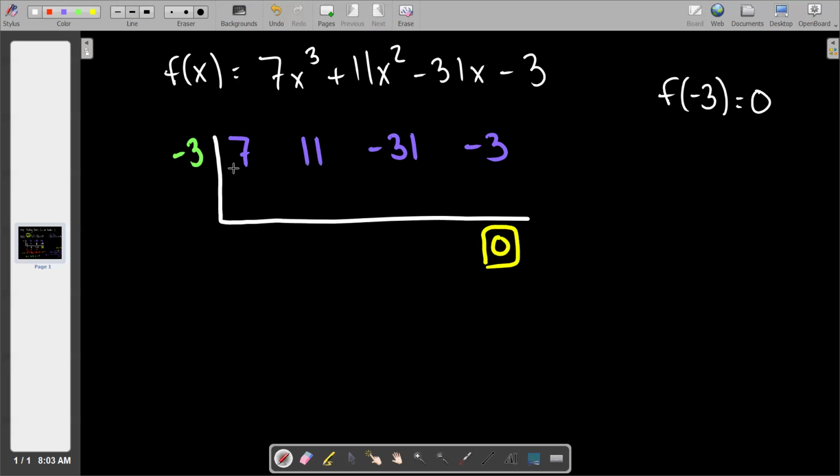And here we go. Drop the 7. What's my first answer up here? 11 plus -21. 3 times -3 times -10 is 30. -31 plus 30. -1, -3 times -1. And as expected, we get our 0.